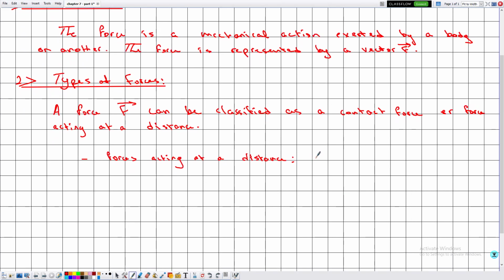We have the weight, electric force, and magnetic force. So what about the contact forces? All other forces are classified as contact forces.